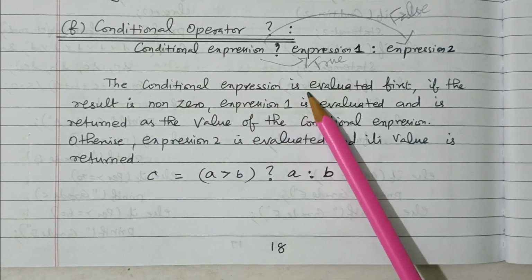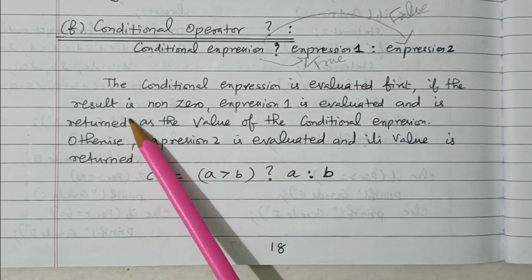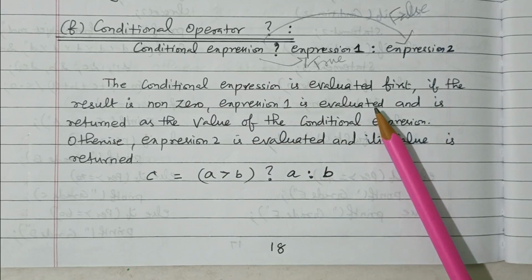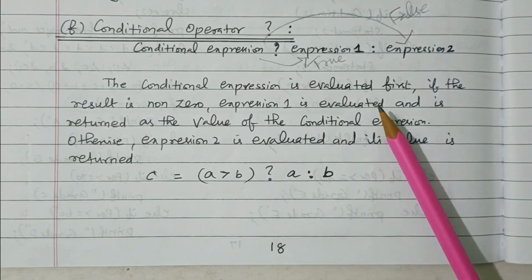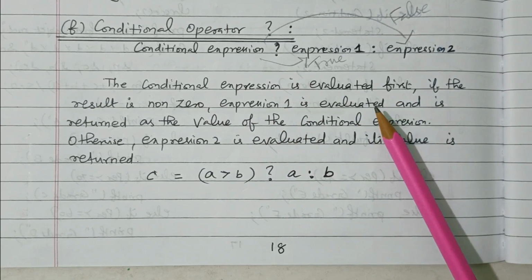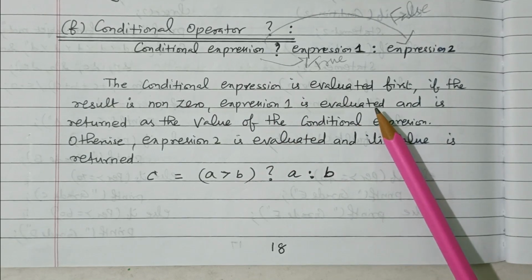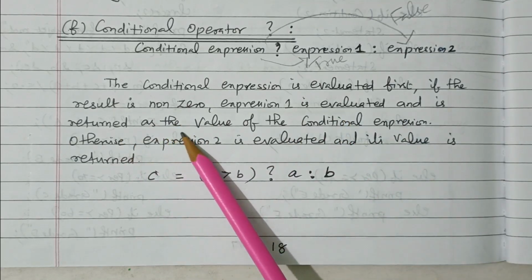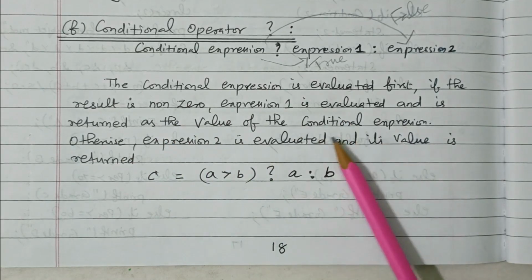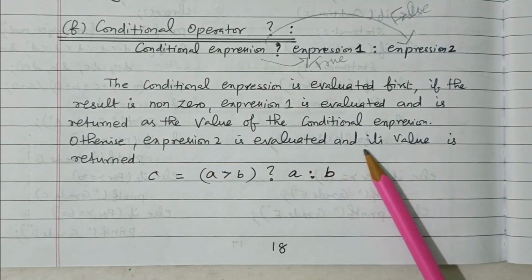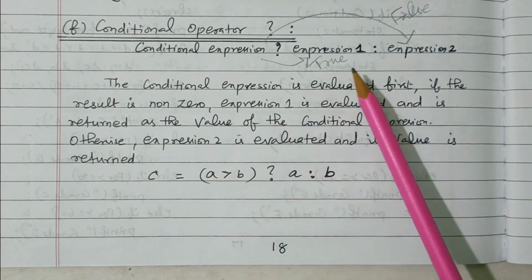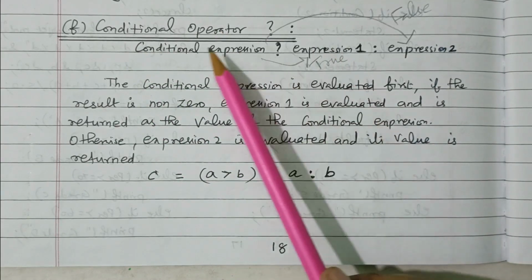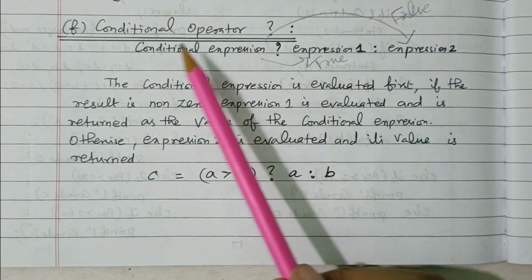The conditional expression is evaluated first. If the result is non-zero, expression 1 is evaluated. What is non-zero? While executing, if the condition is true, it will give 1. Otherwise, it will give 0. True means 1, false means 0. That non-zero means it is 1. Expression 1 is evaluated and its value is the value of the conditional expression. Otherwise, expression 2 will be evaluated and its value will be used. For example, this value will be stored in the variable: either expression 1 if it is true, or expression 2 if it is false.